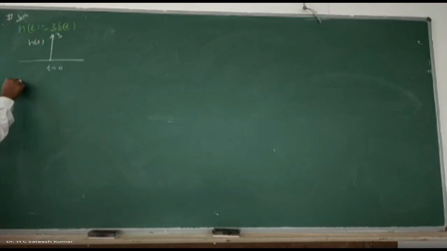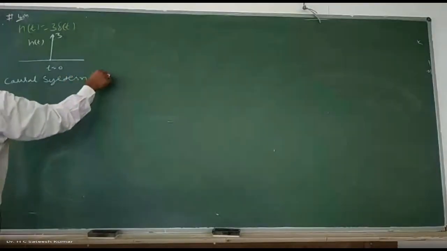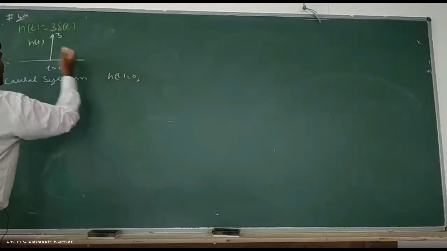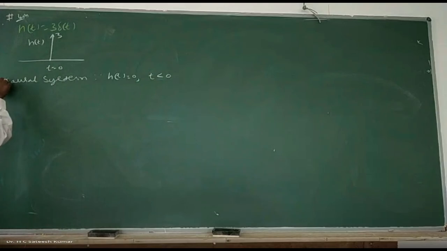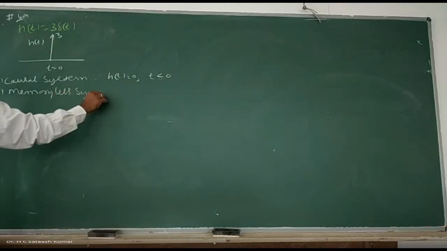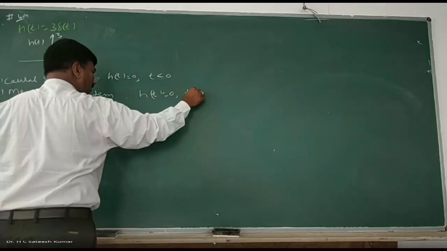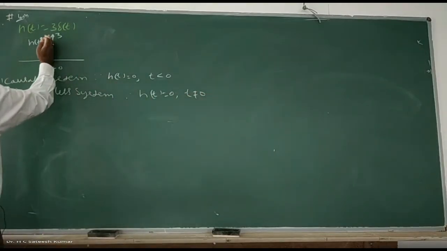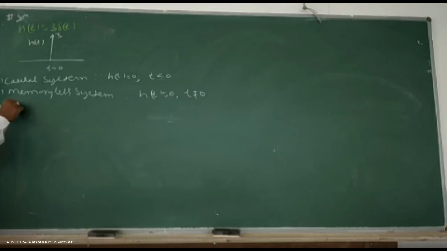First one is causal, quite naturally. Causal system, because h of t is equal to 0 for t less than 0. Before 0 it is 0. So, second one is memoryless system. First time we are seeing a memoryless system. Because h of t is equal to 0 for t not equal to 0. Other than 0 it is 0. Only at 0 it exists. This side also 0, this side also 0. Therefore it is a memoryless system. And stability, the fourth one, third one. Stability.